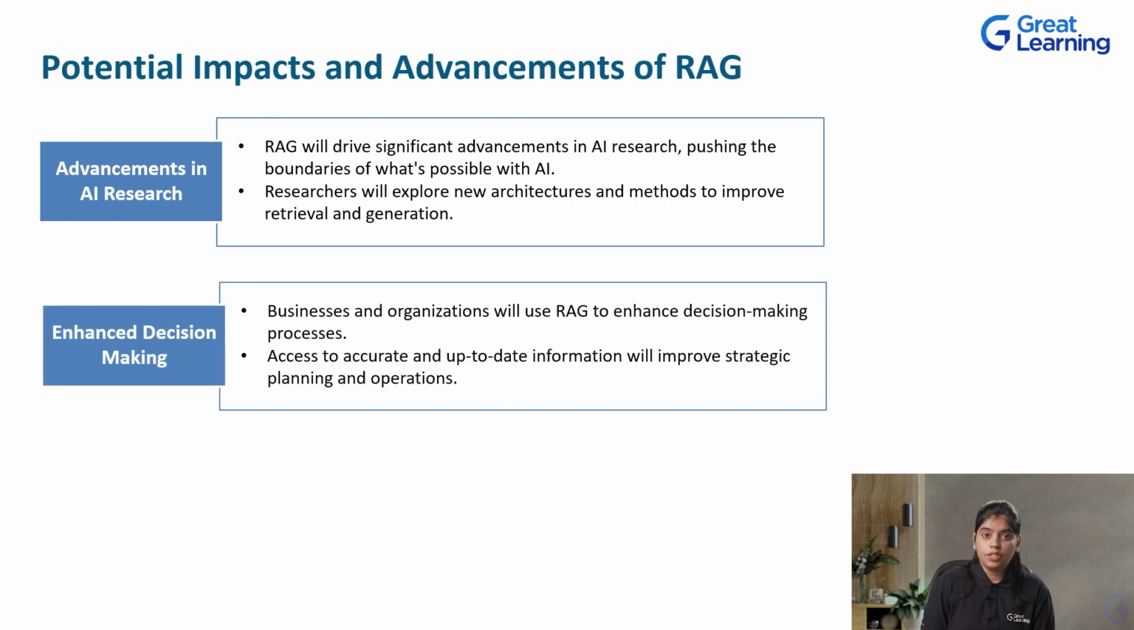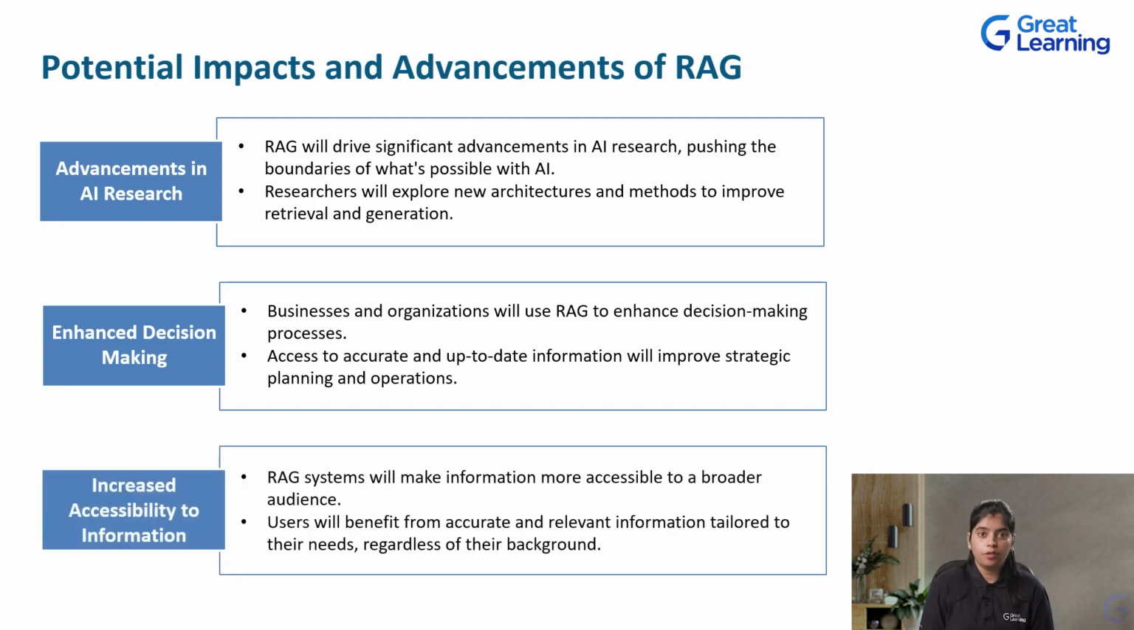After that, enhanced decision making. If businesses and organizations use this RAG, they can enhance the decision making process also. Access to accurate and up-to-date information will improve strategic planning and operations. So basically, overall, it will be helpful in taking decisions correctly and accurately.